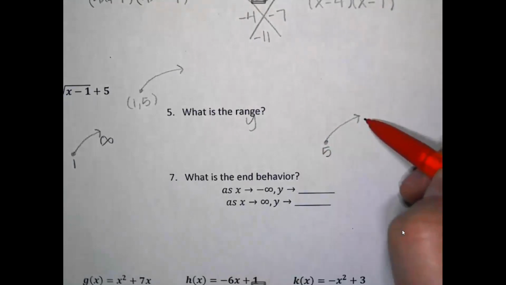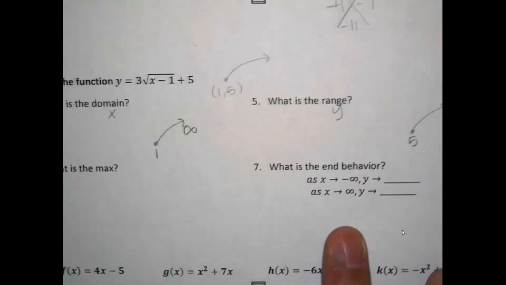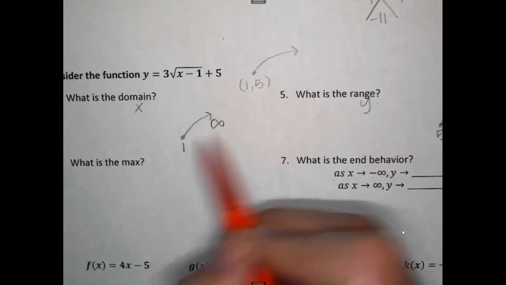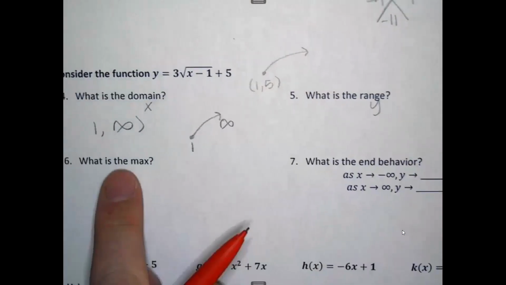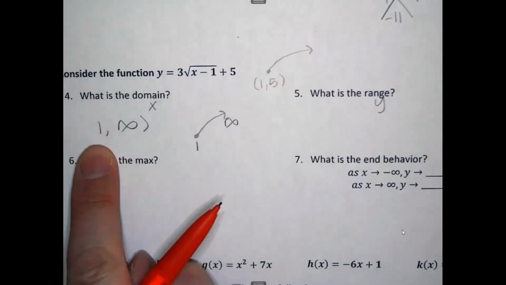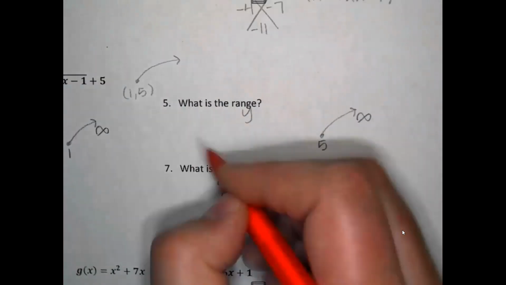And this would be considered an up arrow. And if it's an up arrow, is it a positive or a negative infinity? Positive infinity. Okay, so we have our answers now. We've got 1 to infinity for the domain. Parentheses always around infinity. What should we put around the 1? Bracket. Okay, and then for the range, we've got 5 to infinity.